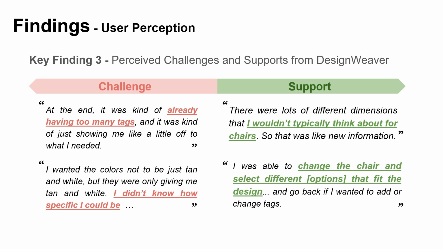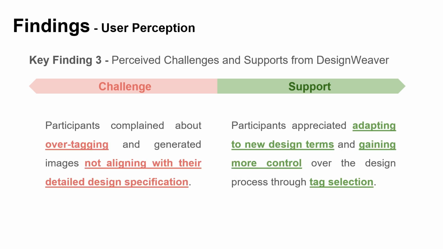Regarding user perception, participants mentioned feeling overwhelmed by having too many tags and were unsure how specific their prompts could be. However, they also appreciated discovering new design dimensions they hadn't previously considered and valued the flexibility in easily modifying their design exploration. To summarize user perceptions, while some users felt constrained by excessive tagging and mismatched design results, overall, they value the ability to actively control and expand their exploration process.